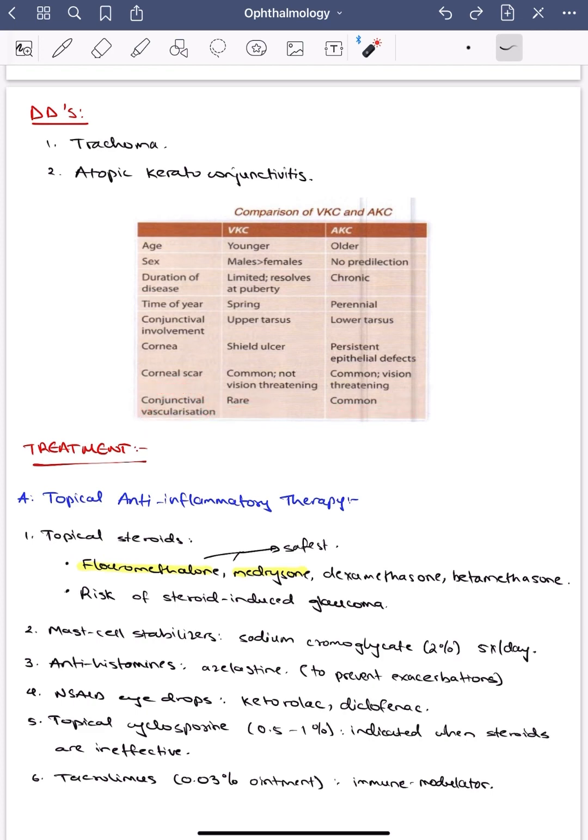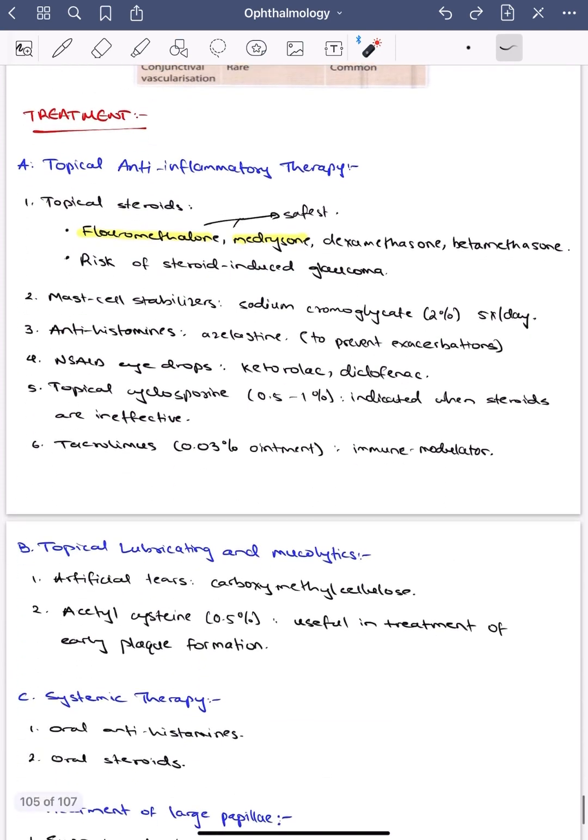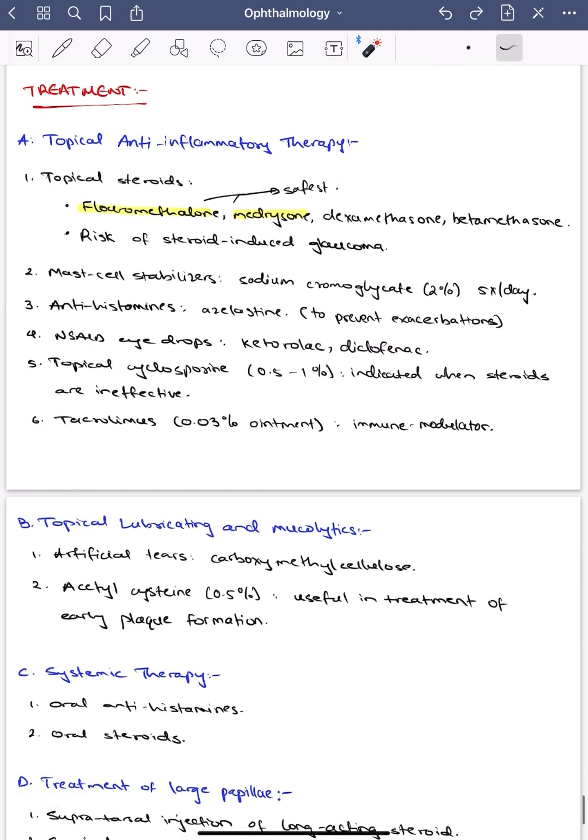So important ones we can remember from our discussion of VKC are age, sex, duration of the disease. We've discussed that it is a self-limiting disease. Then the time of year, conjunctival involvement, and the corneal involvement. So the important differential diagnoses are trachoma and atopic keratoconjunctivitis. Now let us move on and discuss the treatment of vernal keratoconjunctivitis. We've discussed that this is an allergic process, so we have to give topical anti-inflammatory therapy. The various drugs that can be used for treatment of vernal keratoconjunctivitis are, most importantly, topical steroids.